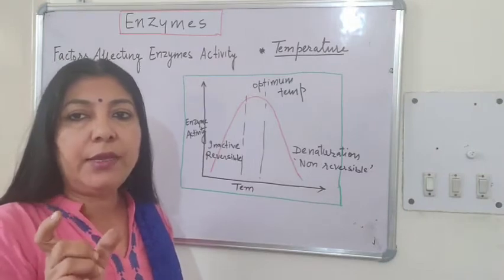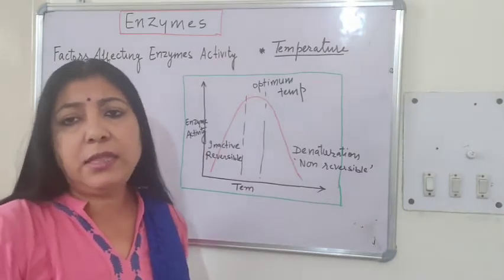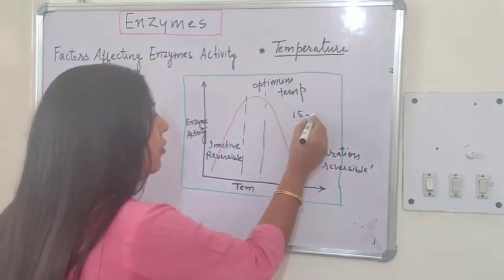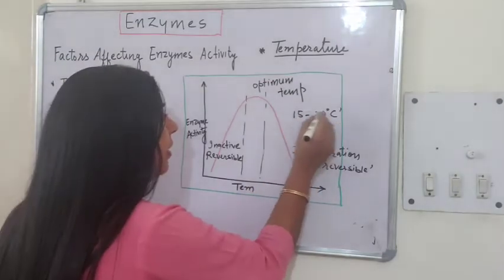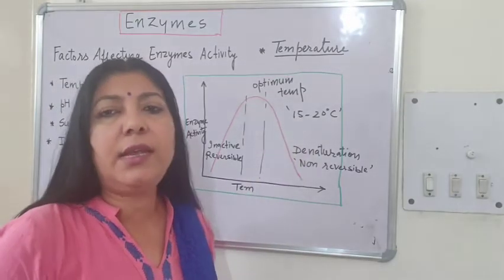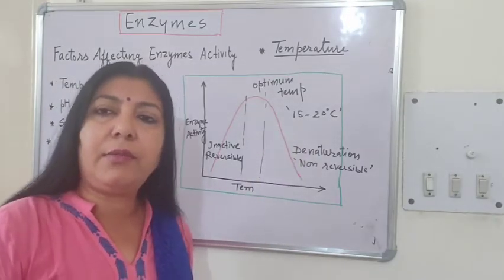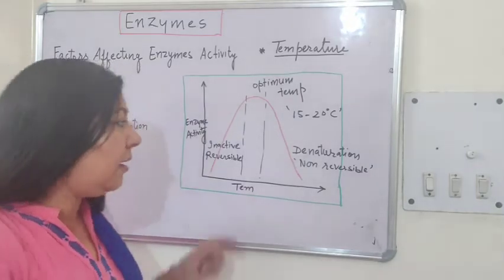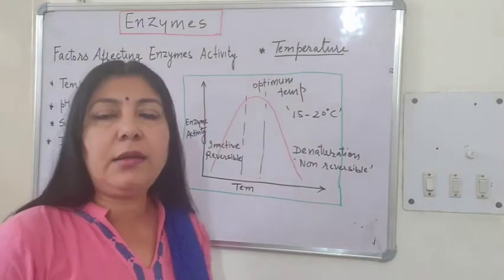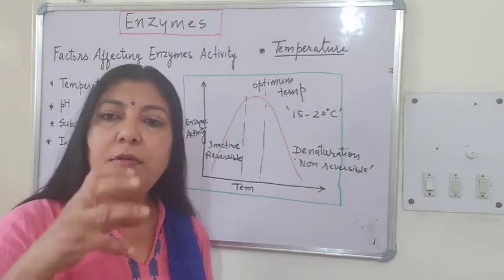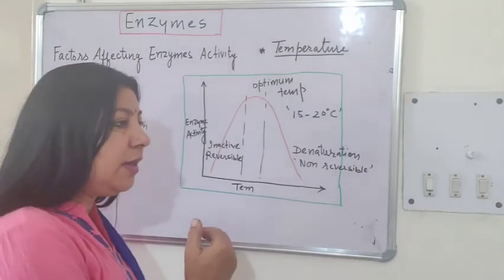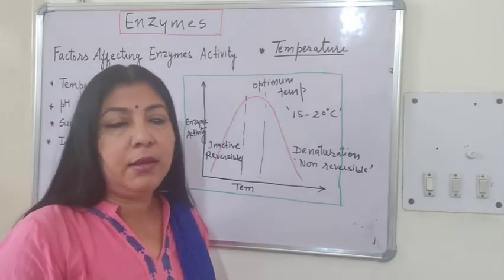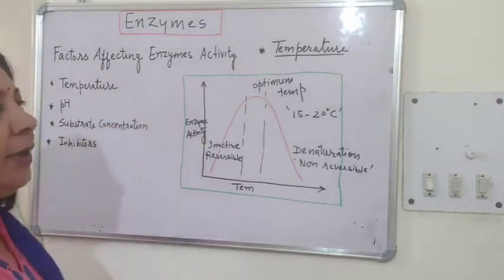The optimum temperature is a very narrow range, and it is generally between 15 to 20 degrees centigrade. As you increase the temperature, the activity will increase and then it will decrease. Below the optimum, the enzymes will act very slowly, and a point will come where there will be no activity, but that will be reversible. So this was the effect of temperature.